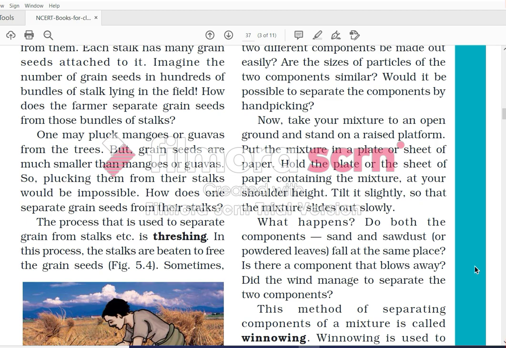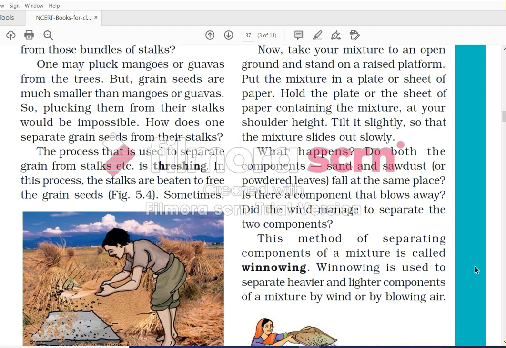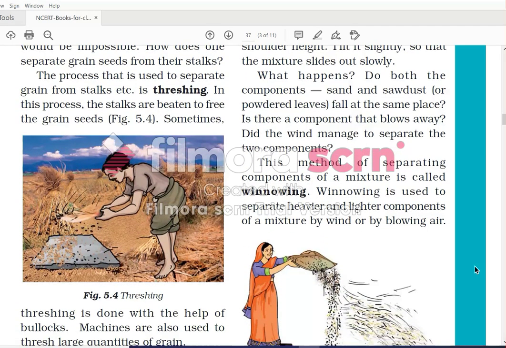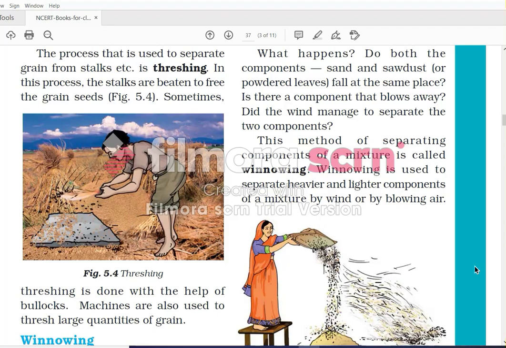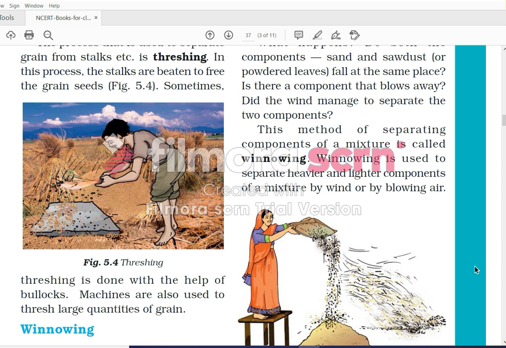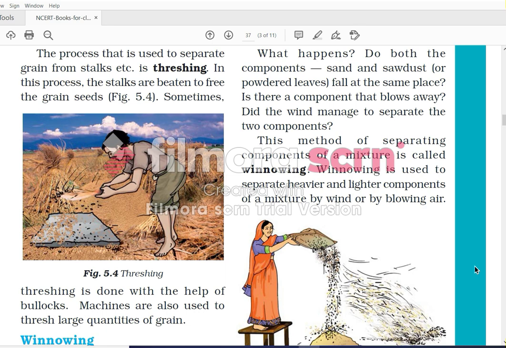Now take your mixture to an open ground and stand on a raised platform. Put the mixture in a plate or sheet of paper. Hold the paper containing the mixture at your shoulder height. Tilt it slightly so that the mixture slides down slowly. What happens to both the components, sand as well as powdered leaves? Do they fall at the same place? No, the sawdust and the sand don't fall on the same place.